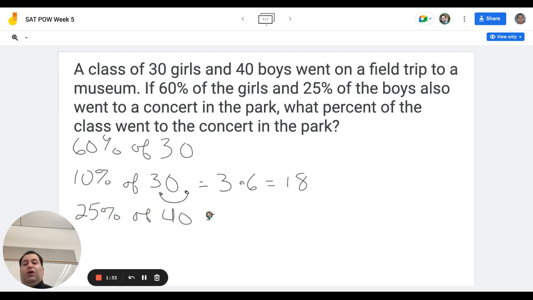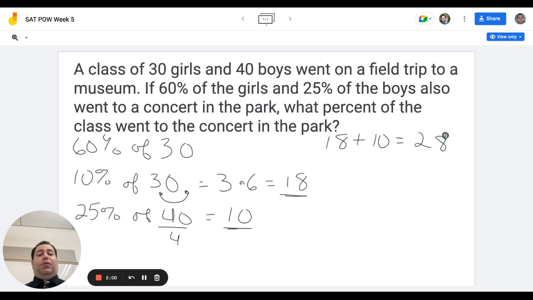A good rule of thumb when you take 25% of any number is it's simply 1/4, so you can divide by 4. 40 divided by 4 is 10. So we have 18 girls and 10 boys that attended the concert in the park. In total, 18 plus 10 is 28 students went to the concert in the park.